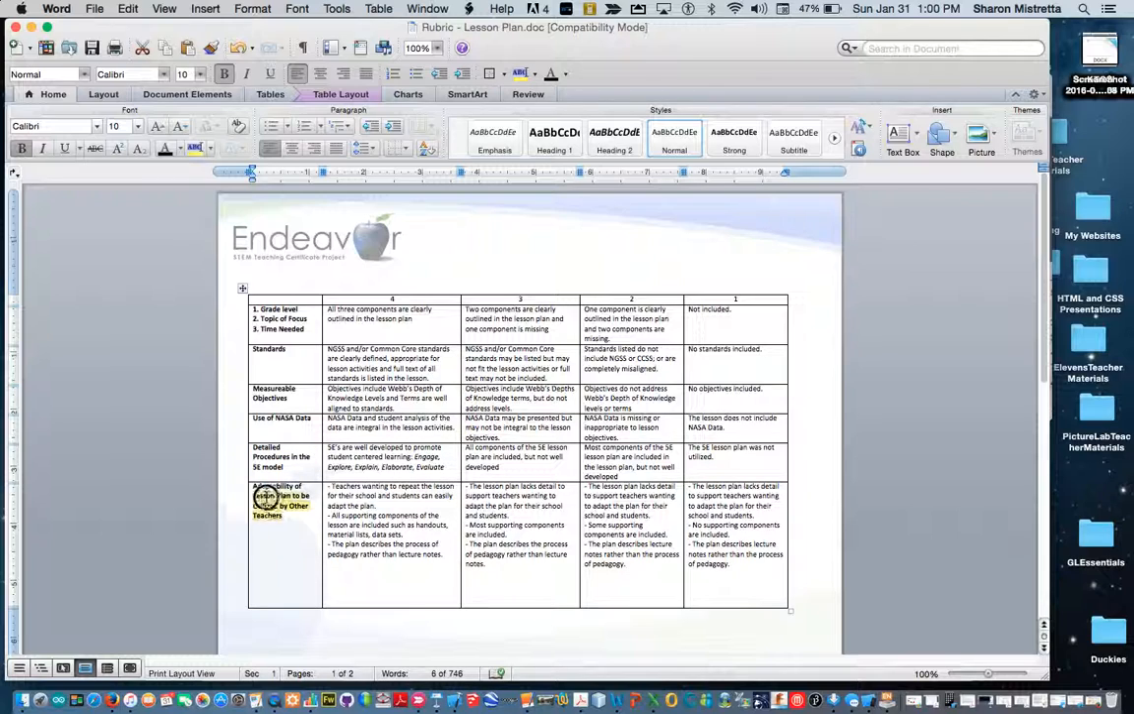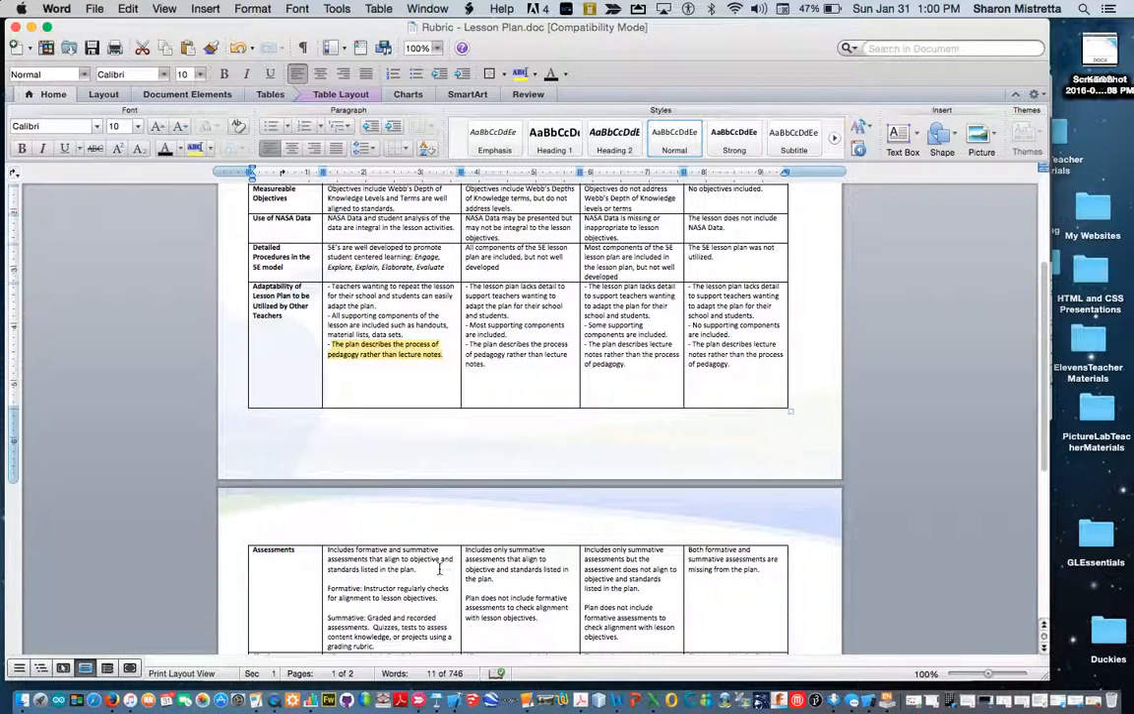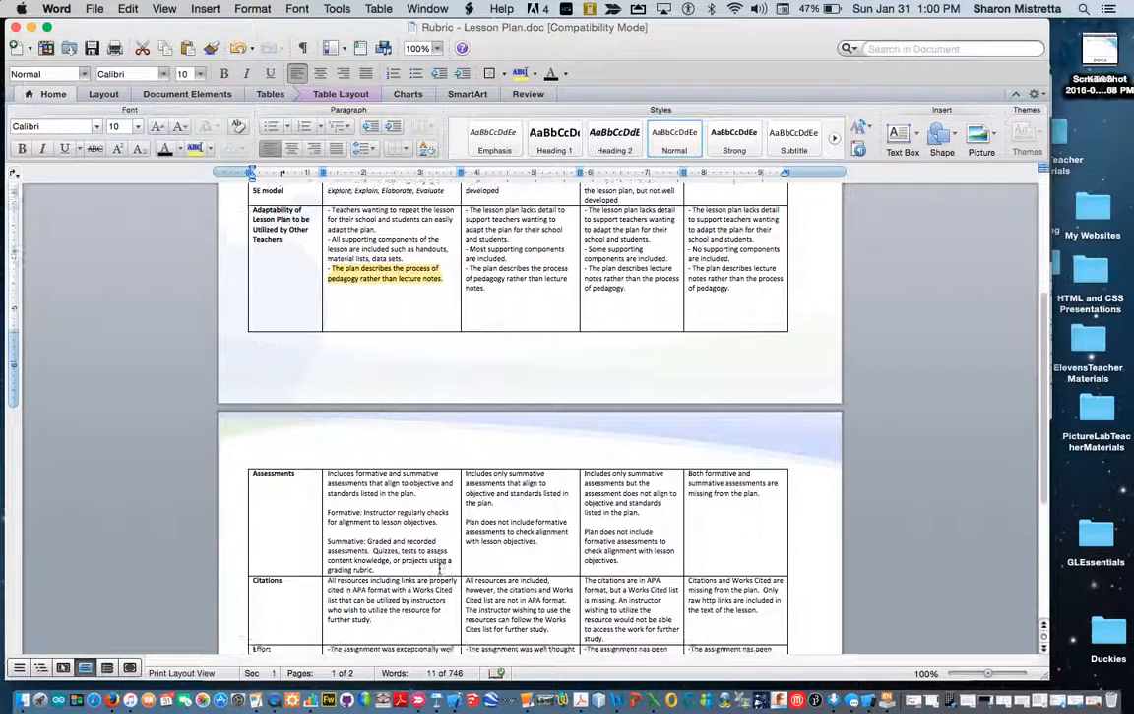Also, the adaptability of the lesson plan, that it would be able to be utilized by other teachers. That's important from the Endeavor standpoint, that whatever they're submitting is not essentially their list of lecture notes. It is a plan that could be shared with fellow students and implemented or adapted to their needs, but it's a complete enough plan that they would be able to do so.